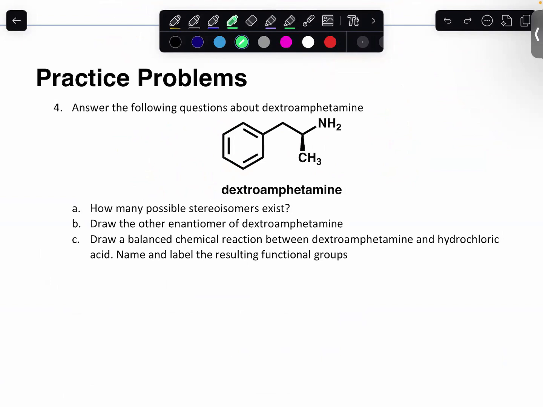It's two to the power of the number of chiral centers. How many chiral centers does this molecule have? Just the one. Where? Between that is the reactions. So 2 to the power of 1 is two. So we have two possible stereoisomers.